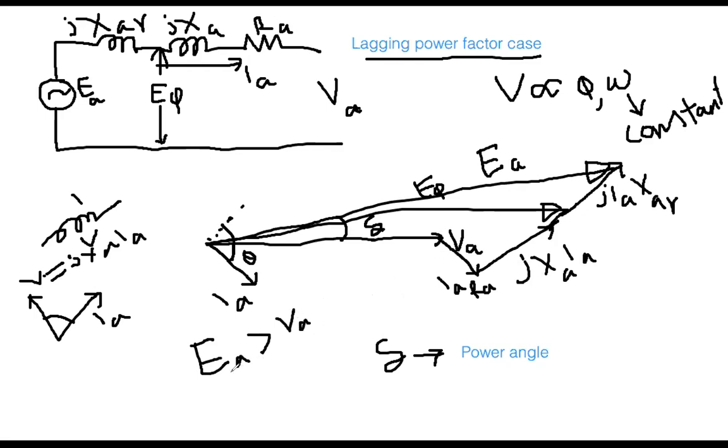And what is the meaning of EA? EA is the internal voltage. And what are the factors upon which voltage depends? Flux and the speed. But I said the speed is constant. So what is the main thing? Phi. And what is phi? Phi means the flux or the field current. This means that to get this amount of EA, you need a high value of flux. That's why this is called overexcitation. You have to put in too much flux to compensate for this lagging power factor case.